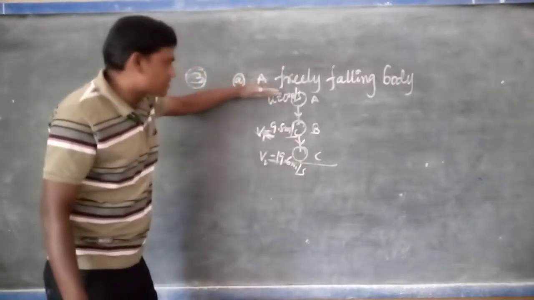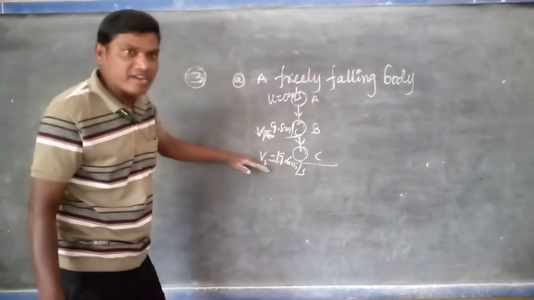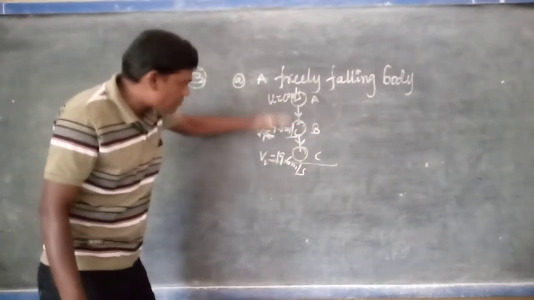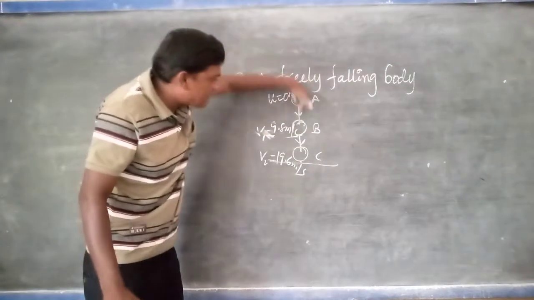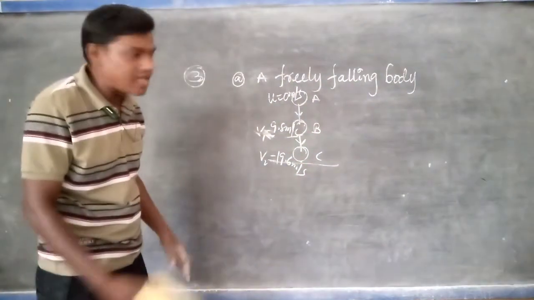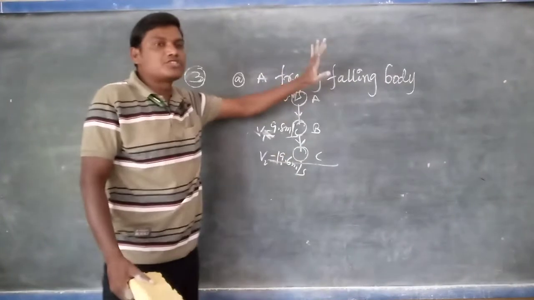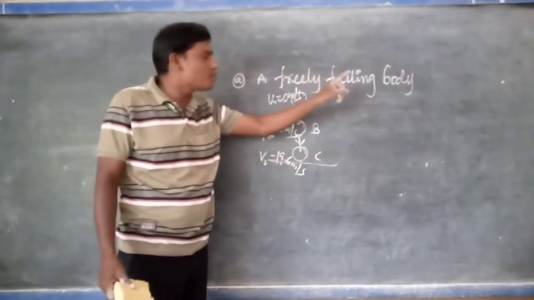So initial speed is 0. In the next position, 9.8. In the next position, 19.6. Here you are observing that the speed of the body gradually changes. But what is the direction of the body? Only downward direction. That's why this is the best example for understanding this. So the speed of a body changes, but there is no change in the direction. In which case? In a freely falling body.